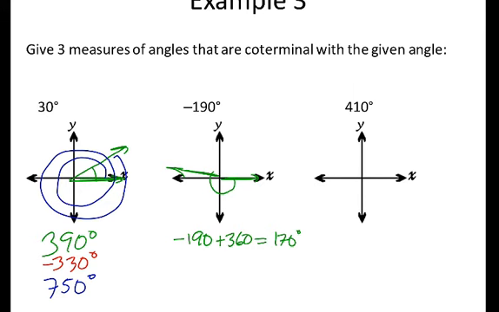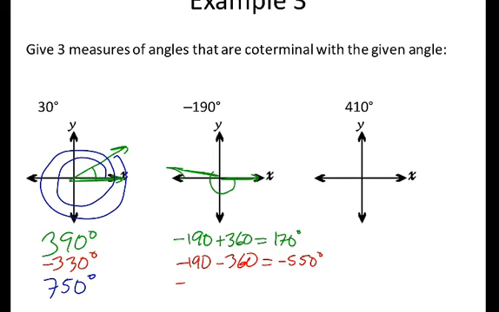Now again, you can just keep this going, so let's do negative 190 minus 360, which brings us to negative 550 degrees. So that would be going the same direction, getting there, and then doing another full circle. For this last one, let's subtract 720.